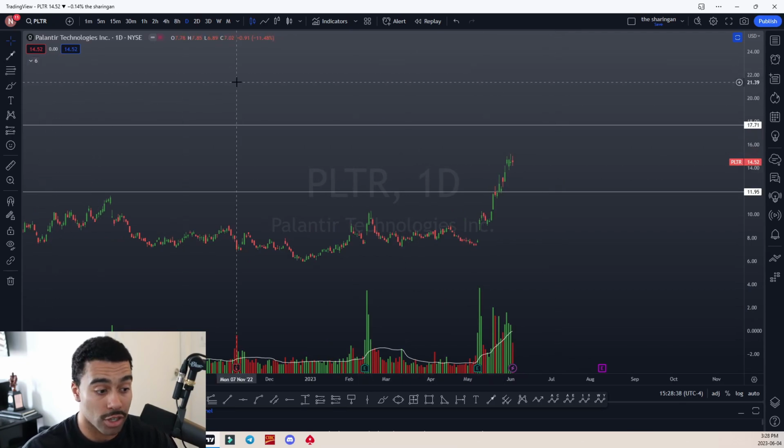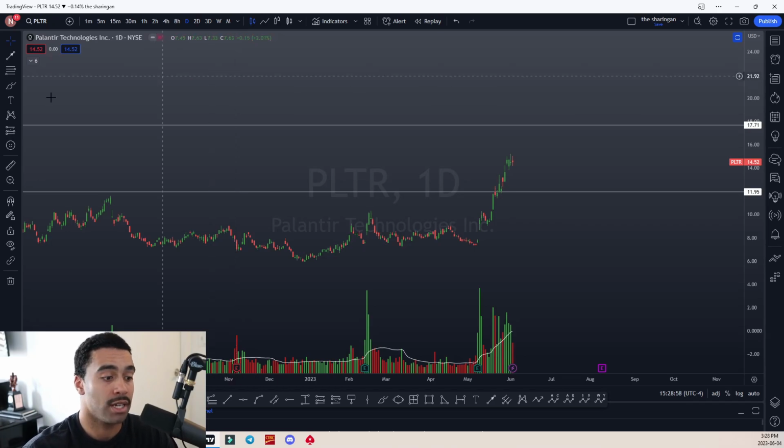So things are looking good on PLTR. This is a nice name. Continue paying attention, not only on this channel but on your own. Add it to the tech watch list. Mark out your resistance, your support levels, your EMA levels, so that when you see them hit those levels, you can react immediately. That's the breakdown, guys.